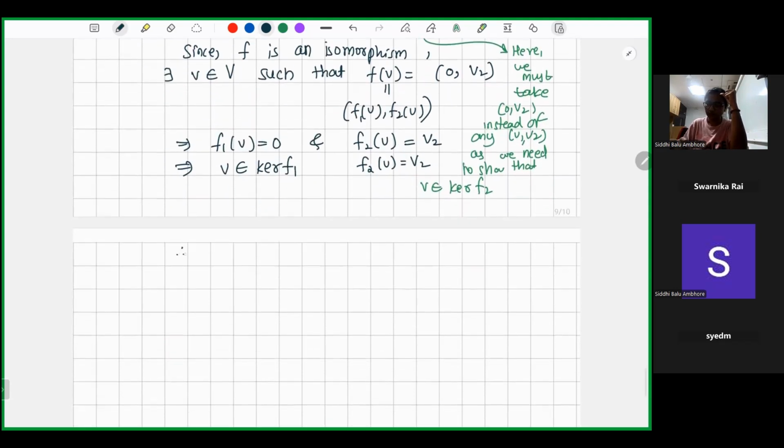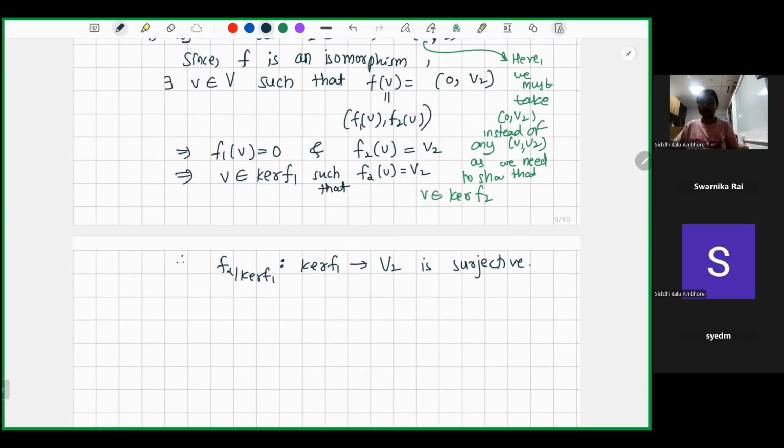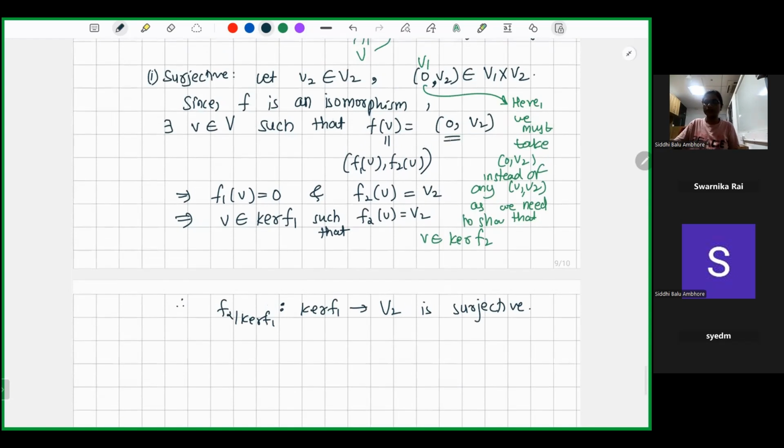So therefore, F2 restricted to the kernel of F1 is surjective, because we could find this V in my set, the kernel of F1, because I'm taking 0 in the first coordinate. Is this okay?